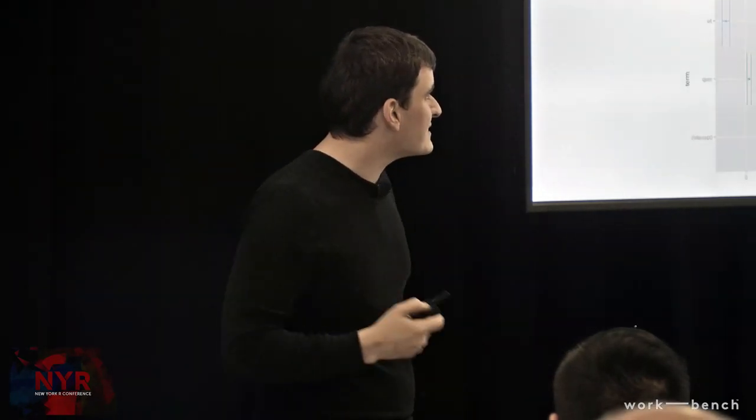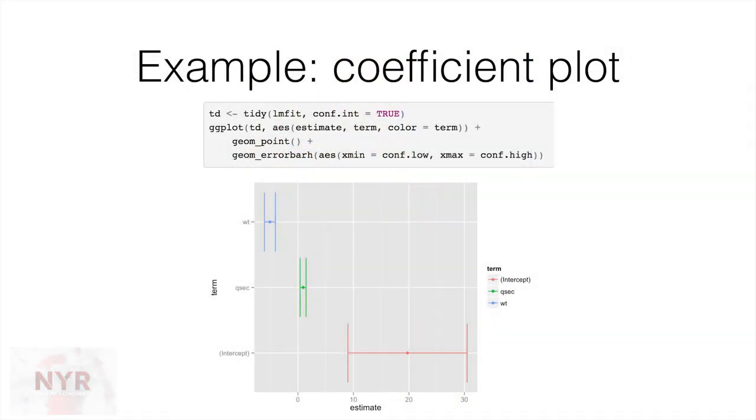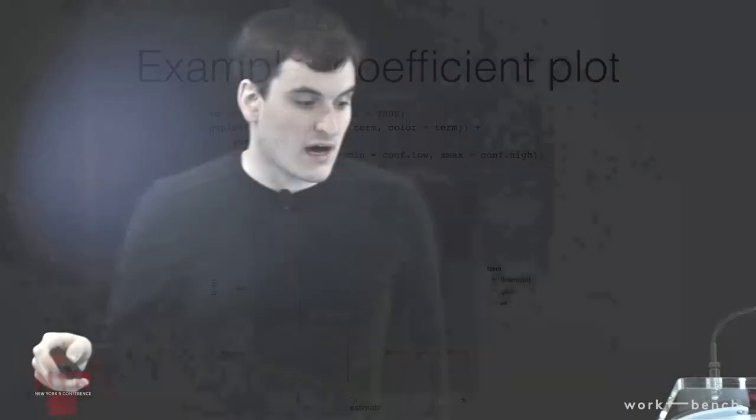And that means, as an example, if I take that lm fit from earlier, and I want to make a coefficient plot, I want one bit on the y-axis for every coefficient, and I want error bars from the confidence interval. You can get that in just one step by tidying it and then feeding it straight to ggplot2. We have a coefficient plot from our linear model.